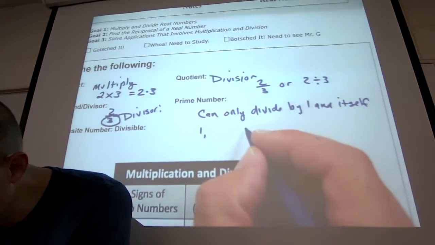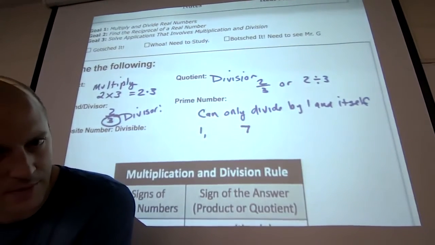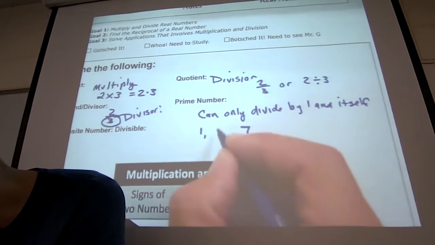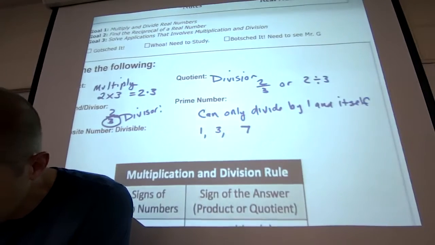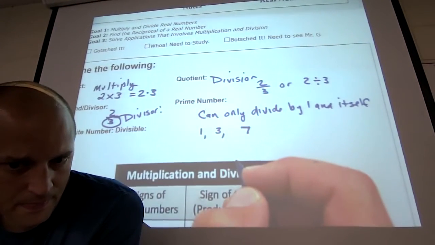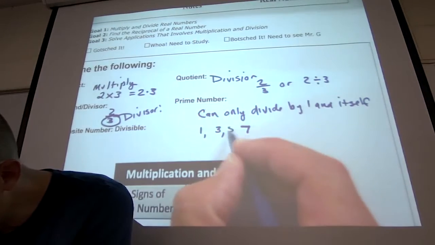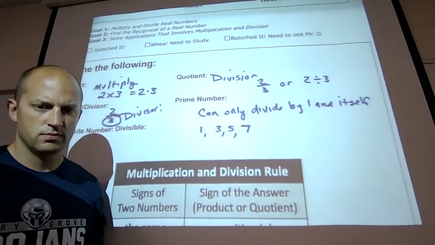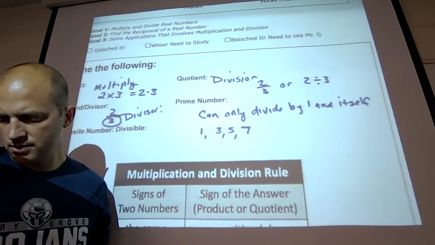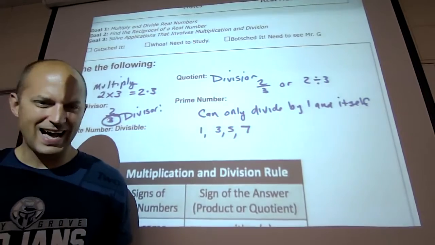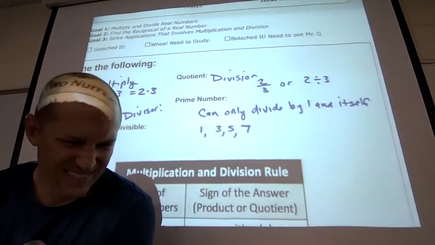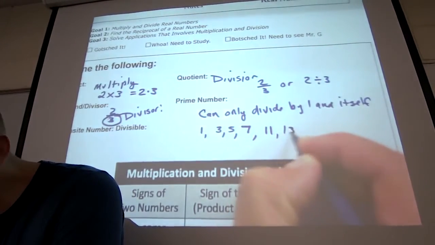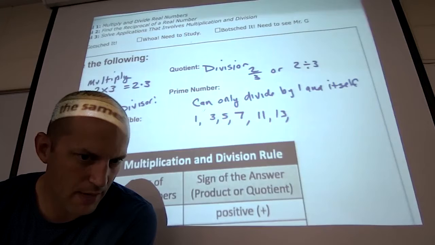I think I heard 7. 7 is a prime number. 3 is a prime number. Is 4 prime? 5 is a prime number. 4 is divisible by 2. Okay? So 1, 3, 5, 7, 9, 11? Yeah. 13. What about 15? Is 15 a prime number?